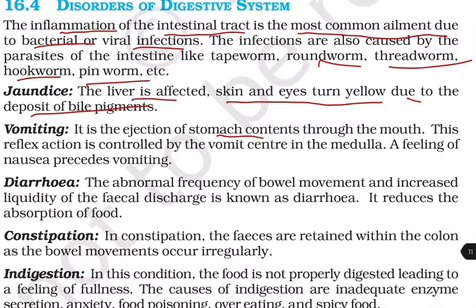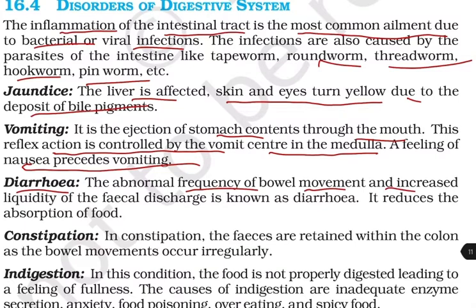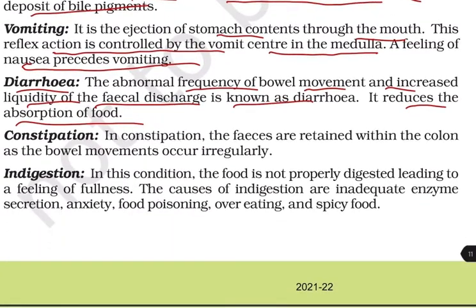Vomiting. It is the ejection of stomach contents through the mouth. The reflex action is controlled by the vomit center in the medulla. A feeling of nausea precedes vomiting. Now diarrhea. The abnormal frequency of bowel movement and the increased liquidity of the fecal discharge is known as diarrhea. It reduces the absorption of food.